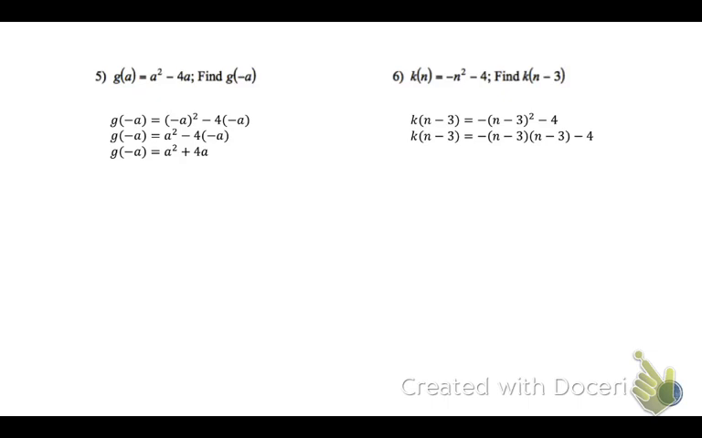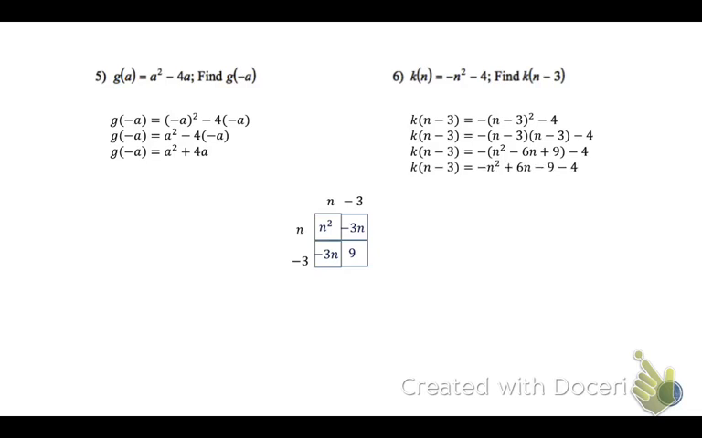You have to use the box here. So we have n minus 3 times n minus 3. Use the box. N minus 3, n minus 3. So n times n is n squared. Negative 3 times n is negative 3n. N times negative 3 is negative 3n. Negative 3 times negative 3 is 9. So that becomes negative, and then n squared minus 6n plus 9 minus 4. Distribute that negative, so it's negative n squared plus 6n minus 9, then minus 4. Combine like terms, and it's negative n squared plus 6n minus 13. Okay?